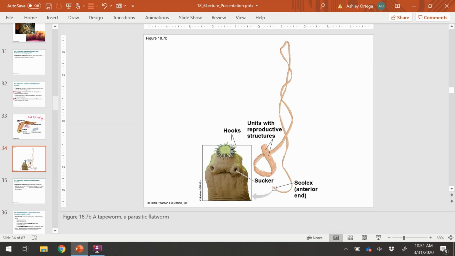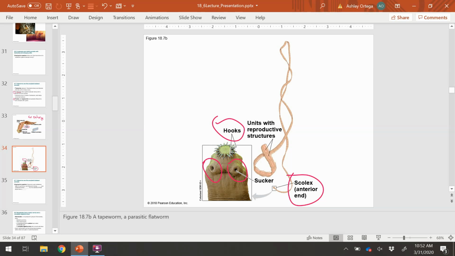All right, compare that to your tapeworm, which is shown here. A tapeworm is going to be a very long worm, and the anterior end is what we call the scolex. This is the region where it's going to attach to its host. The attachment point will be at the hook region, and then the suckers here will be responsible for attachment as well.